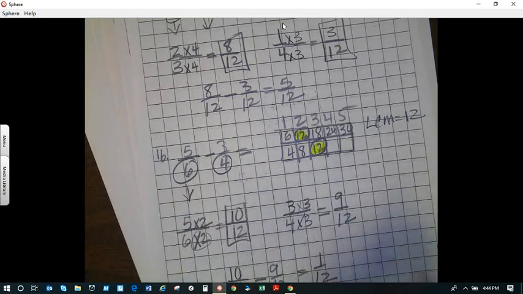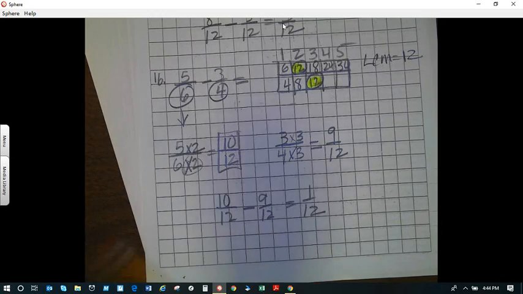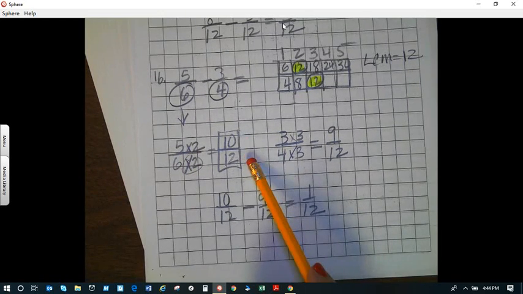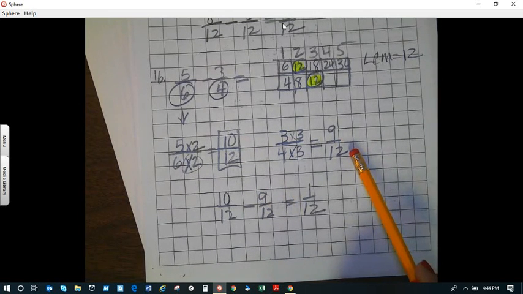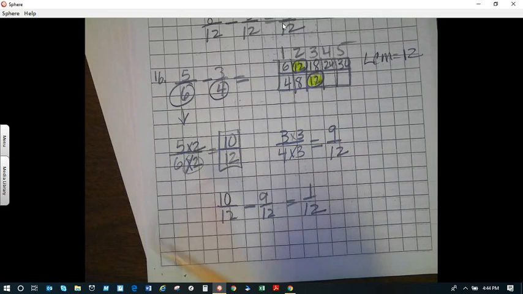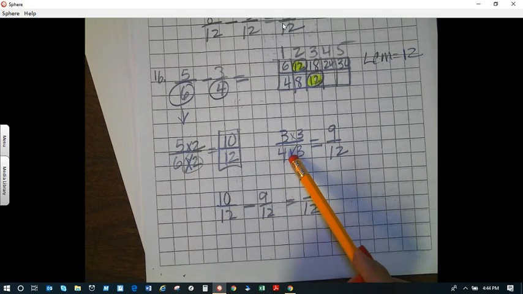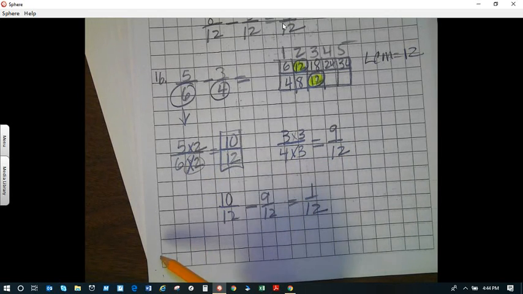So while I have you on this one, oops, I'm sorry about that. Can you tell which is the largest fraction then? Yeah, because 5/6 is equivalent to 10 twelfths. 3/4 is equivalent to 9 twelfths. So which is the greatest fraction? 5/6 is greater than 3/4. Okay, very good. So do you see how when we found the equivalent fractions, we were able to do it?